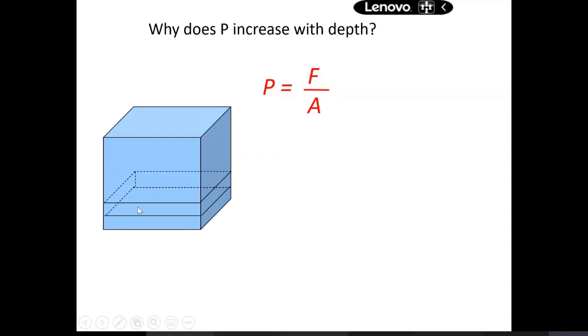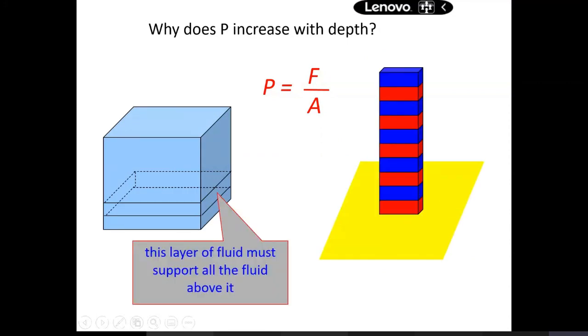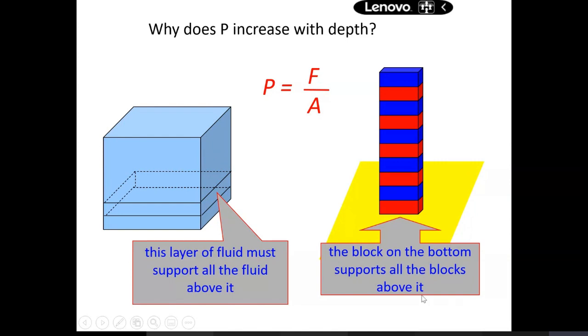For example, this is water, so the bottom here has the highest pressure. It is similar to a block, for example. The bottom block needs to support all the blocks above. Pressure is equal to force per unit area. If you're referring to the same cross-section area, at the bottom the force will be the highest, and therefore the pressure will be the highest. Same for the layers in a water level: the layer at the bottom has to support all the fluid above it. That's why the pressure here will be the highest.